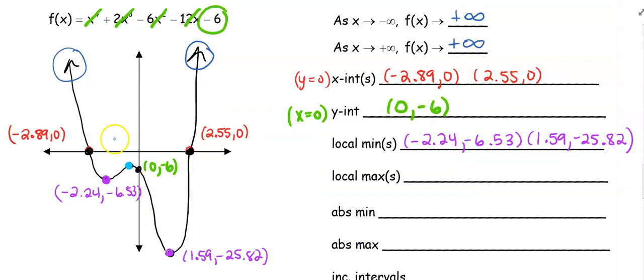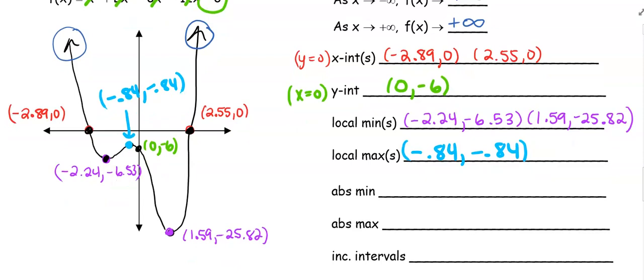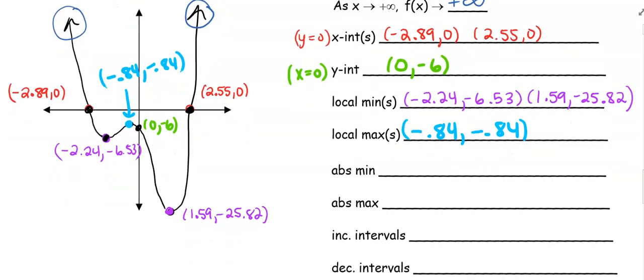So this point is at negative 0.84, comma, negative 0.84. So now that we have all of our calculations, remember all mins, all maxes get listed under the local.